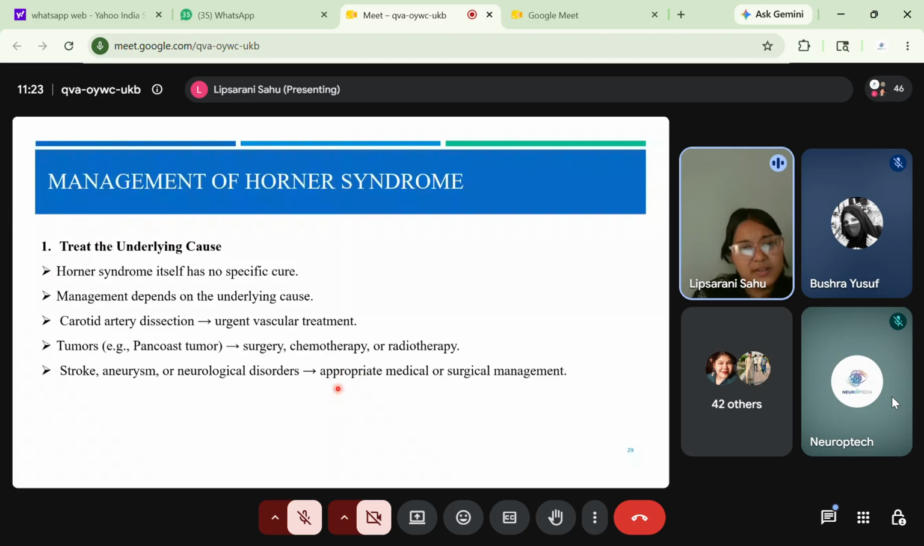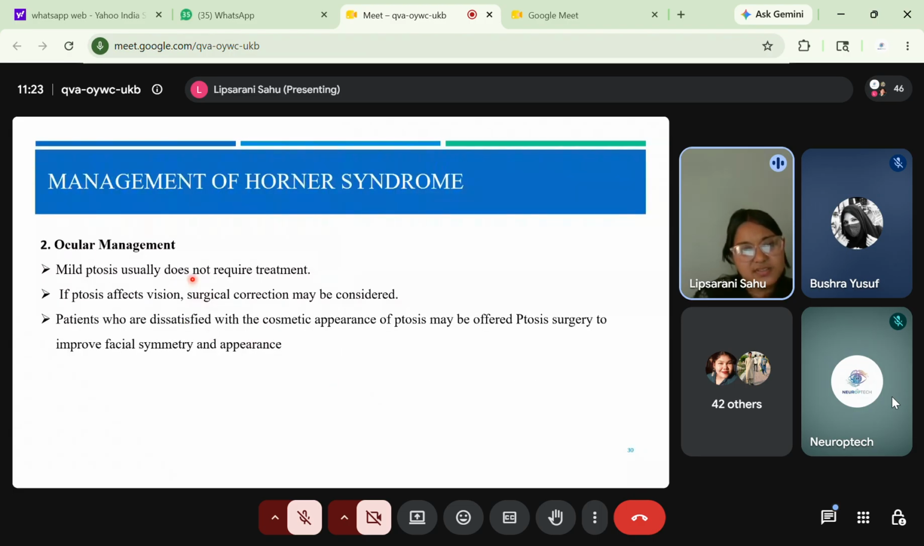And in ocular management, mild ptosis does not require treatment. If ptosis affects the vision, surgical correction may be considered. Patients who are dissatisfied with the cosmetic appearance of ptosis may be offered ptosis surgery to improve the facial symmetry and appearance.